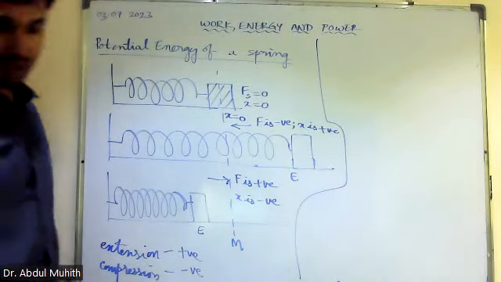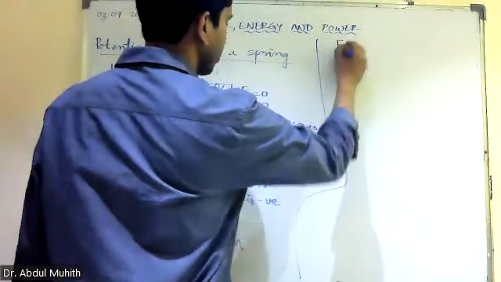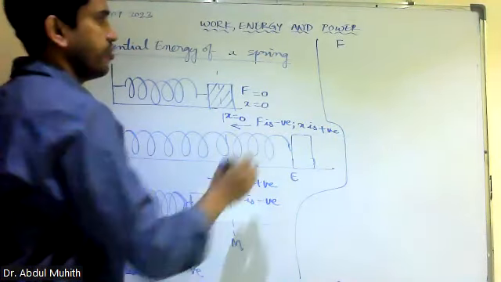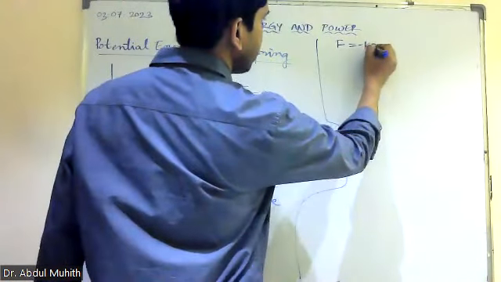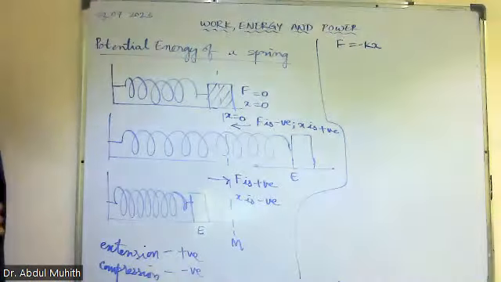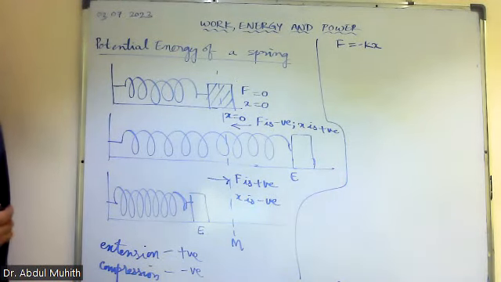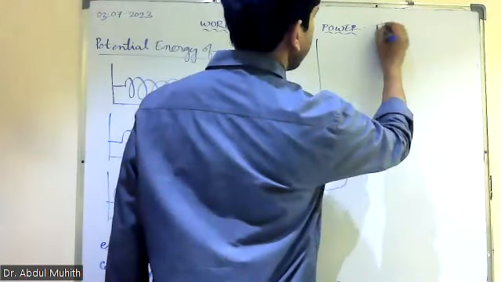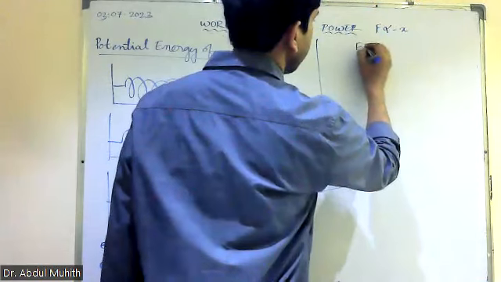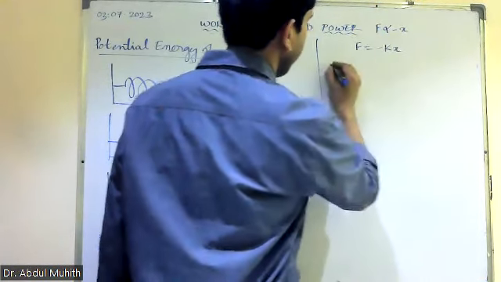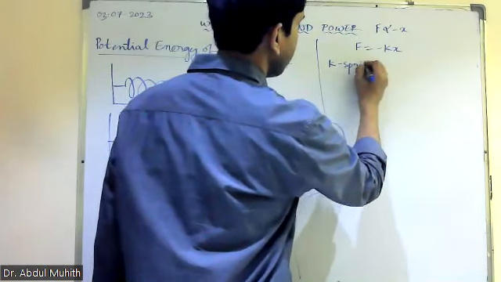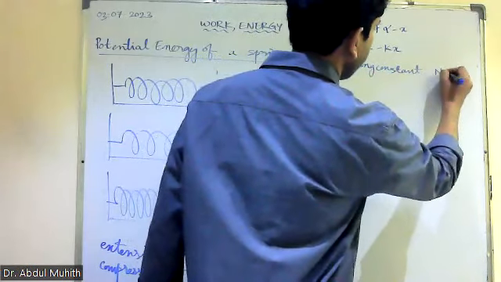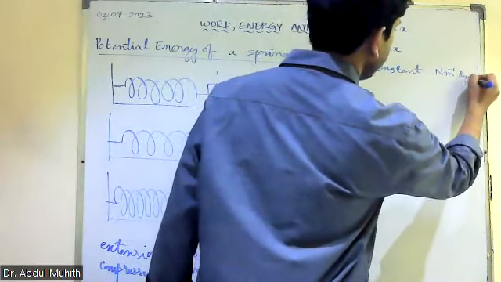Now, Fs means force of the spring. I will take only F here. So F equals minus kx. If I want to find out the work done by a variable force, what is the formula? Once again, F is proportional to minus x, F equals minus kx, where k is the spring constant. What are the units? It is measured in newton per meter, dyne per centimeter.